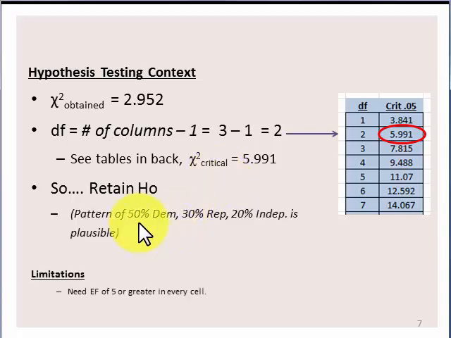In other words, the pattern of 50% Democrats, 30% Republicans, and 20% independents is plausible. It's plausible that the South Carolina pattern isn't different than the national pattern.